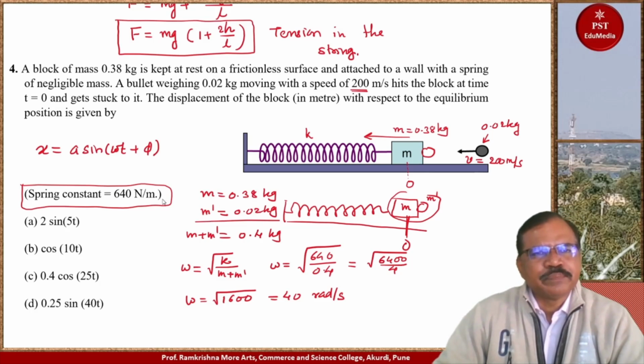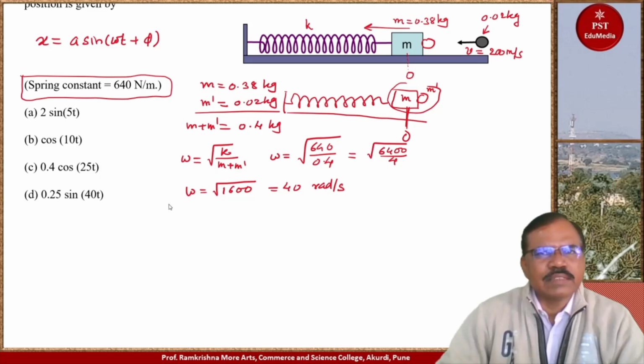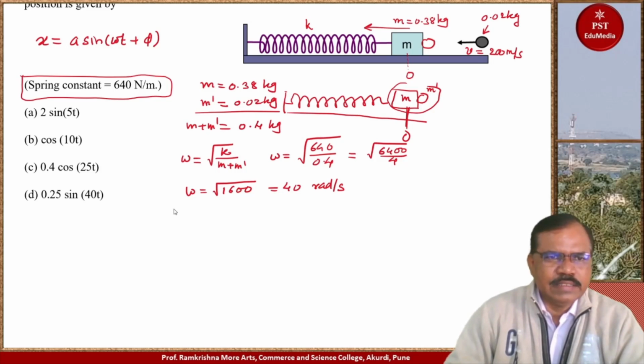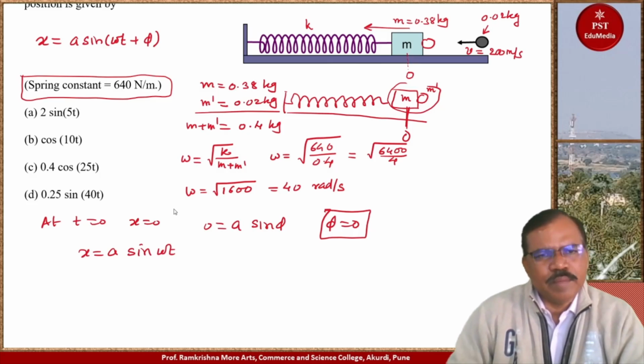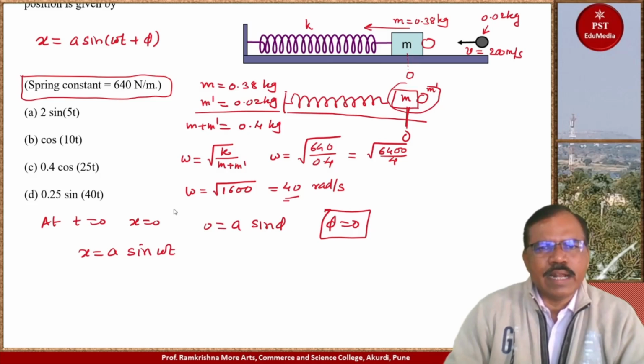Now, since it starts from the equilibrium position at t equal to 0, what is x? X will be equal to 0. It starts from the equilibrium position. So 0 is equal to A sin phi, so phi is equal to 0. Okay, the starting phase is 0. So x is equal to A sin omega t. Out of that we got omega. Omega is 40 radians per second.